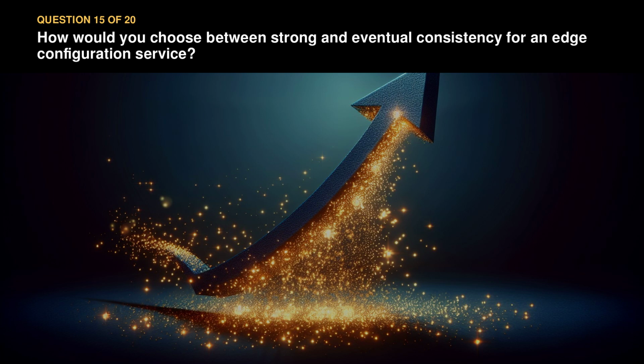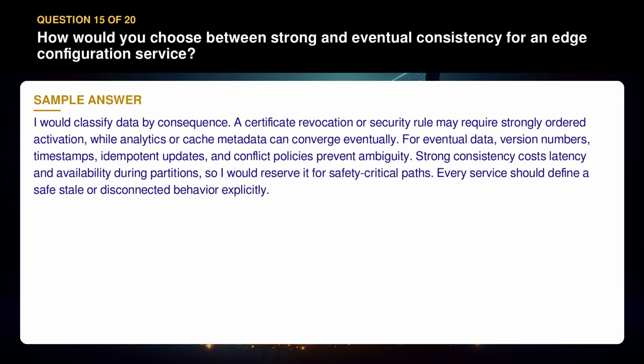Question 15. How would you choose between strong and eventual consistency for an edge configuration service? I would classify data by consequence. A certificate revocation or security rule may require strongly ordered activation, while analytics or cache metadata can converge eventually. For eventual data, version numbers, timestamps, idempotent updates, and conflict policies prevent ambiguity. Strong consistency costs latency and availability during partitions, so I would reserve it for safety-critical paths. Every service should define a safe stale or disconnected behavior explicitly.